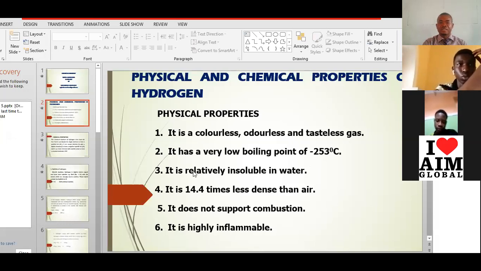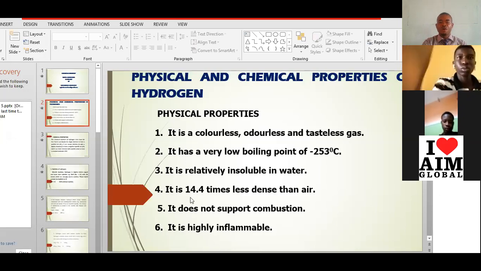Number 3, hydrogen is relatively insoluble in water, and that is why it can be collected over water in the laboratory during the preparation using tetraoxosulfate(VI) acid, or even hydrochloric acid. We can also collect it by upward delivery, which is downward displacement of air, because it is lighter than air, and as well, it is insoluble in water.